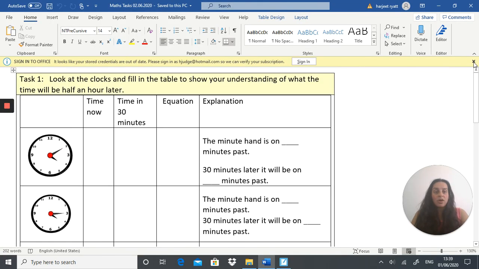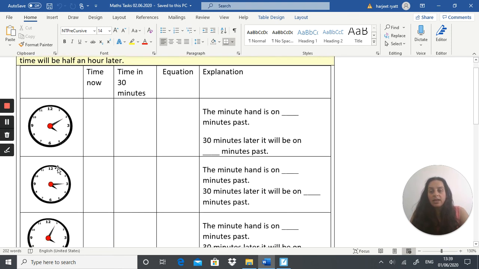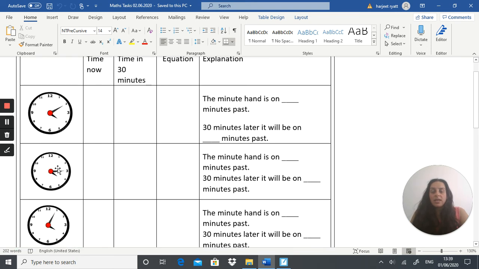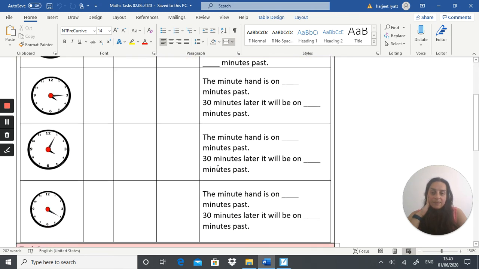Now, for task 1, you'll have a number of clocks here. As you can see, 4 clocks, and for each one you find out what the time is currently. So the time here currently is 4:10, with the time being 30 minutes. Then what's the number of equations you've used to work out? So the equation that we filled in during the main lesson, that's the equation you write down here, and you fill in the missing information in the sentences.